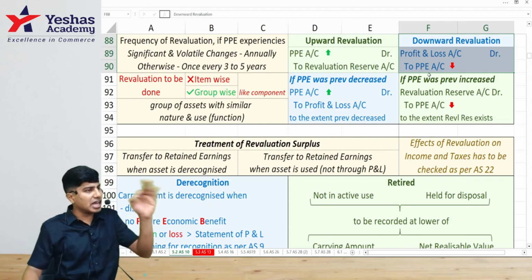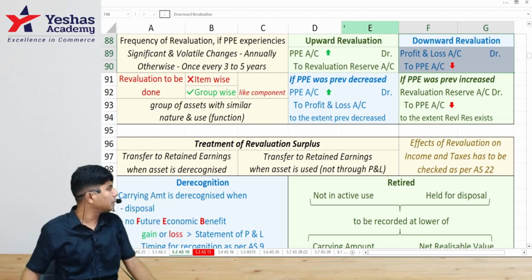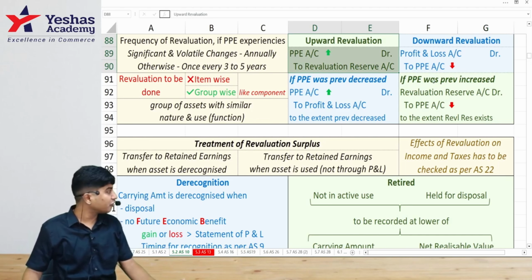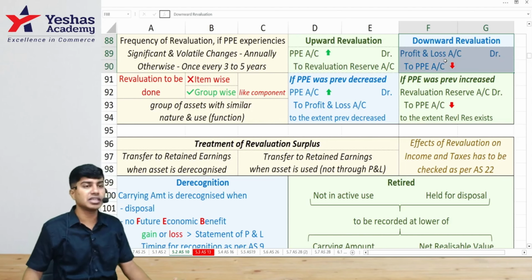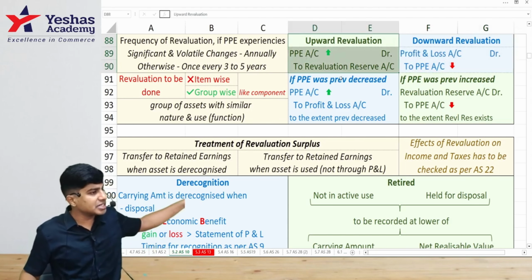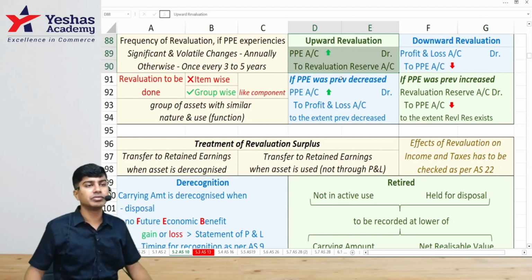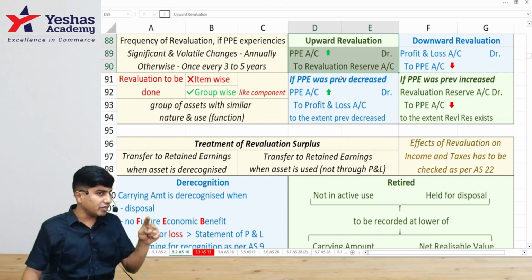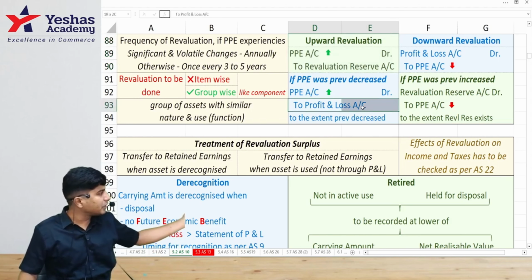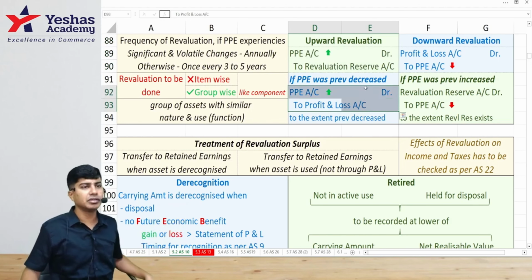See, if I am revaluing the asset upward for the first time, simple, PPE to revaluation reserve. If I am revaluing the asset downward for the first time, P&L to PPE, same. Now, I am increasing the value of the asset, but the same asset was previously downward revalued. Then to the extent it was downward revalued in the past, I would have debited P&L. Now, I will credit P&L to that extent and then debit PPE.